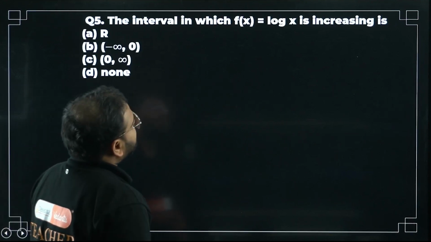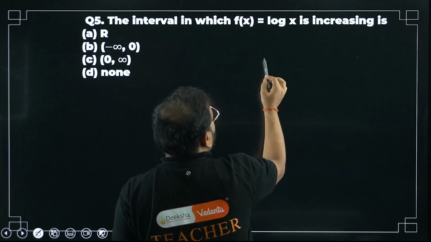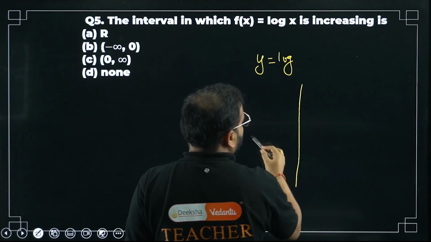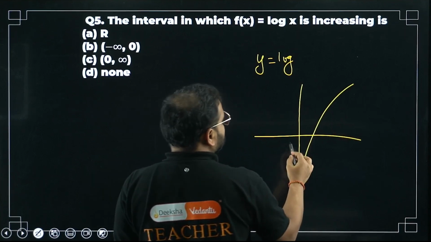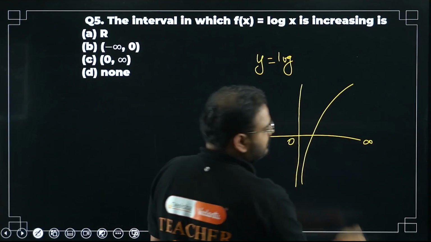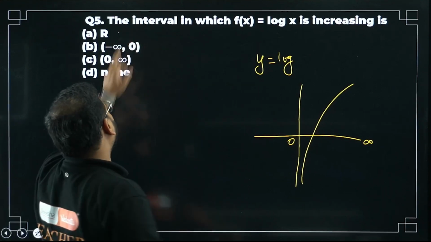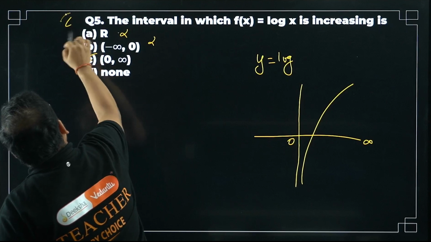The interval in which f(x) equals log x is increasing. Let's define this: y equals log x. If you want, you can simply draw the log x function. If you take this, from where to where is it there? 0 to infinity only. Log is not defined for negative values. So clearly not possible. Only option C is most suitable.